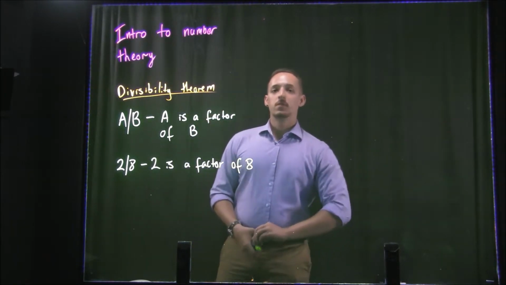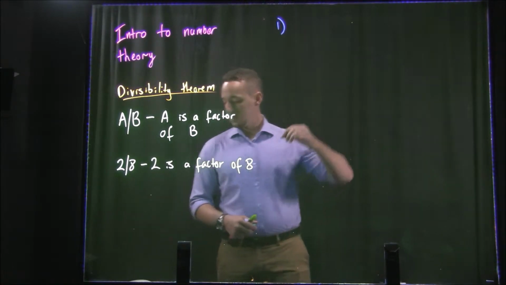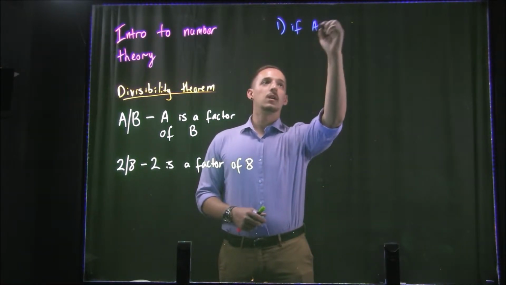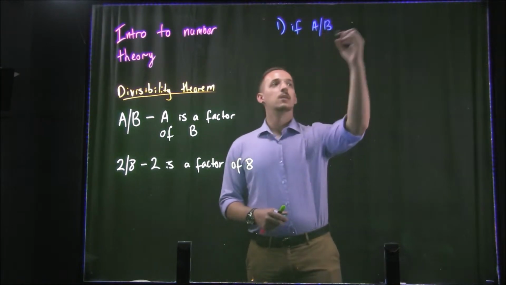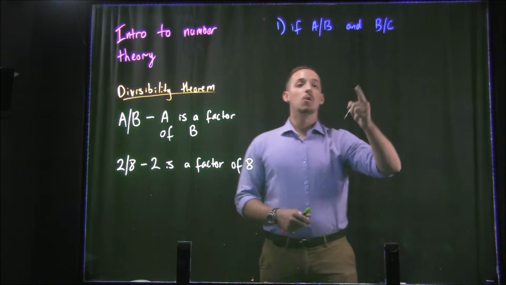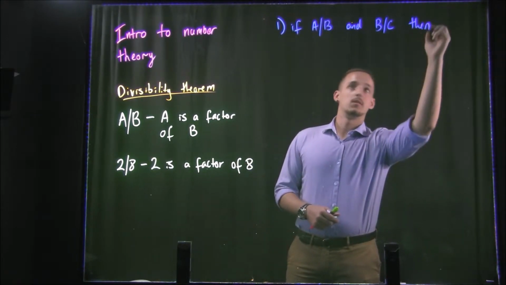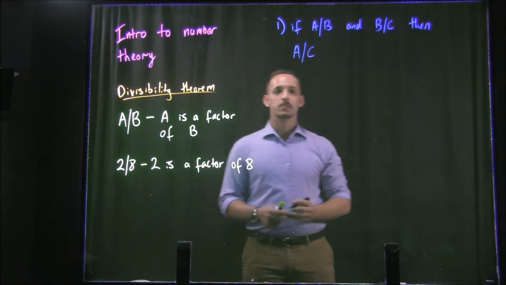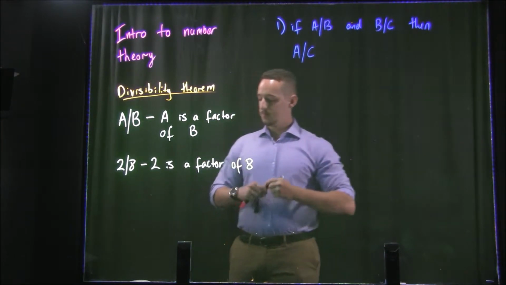Okay, so our first divisibility theorem, number 1: if A/B, or A is a factor of B, and B/C, or B is a factor of C, then A is a factor of C. That's our first one.